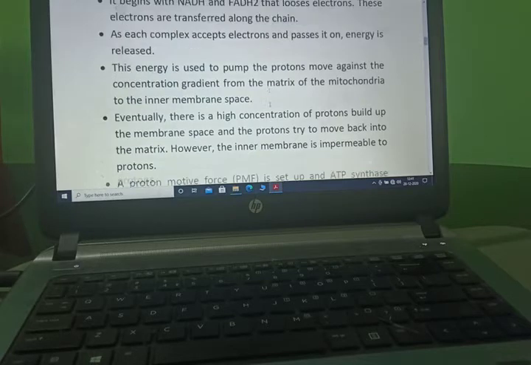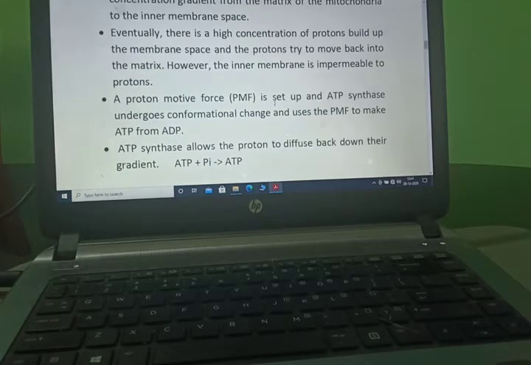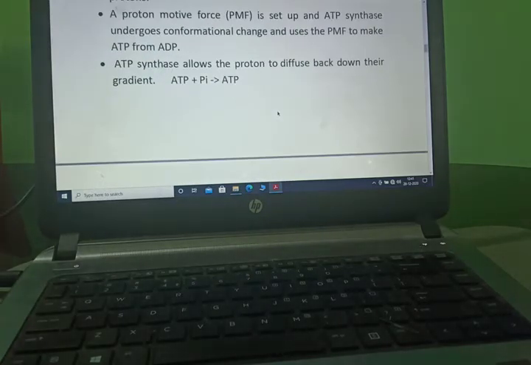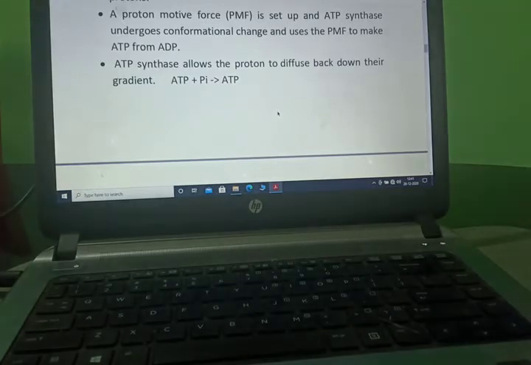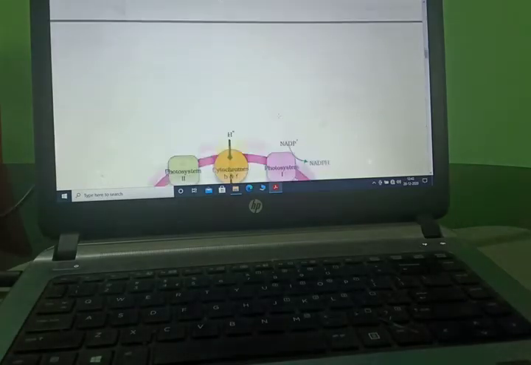This energy is used to pump protons against the concentration gradient from the matrix of the mitochondria to the inner membrane space. Eventually, a higher concentration of protons builds up in the membrane space, and the protons try to move back into the matrix. A proton motive force, that is PMF, is set up, and ATP synthase undergoes conformational change and uses the PMF to make ATP from ADP. ATP synthase allows the protons to diffuse back down their gradient, that is ADP plus P gives ATP.